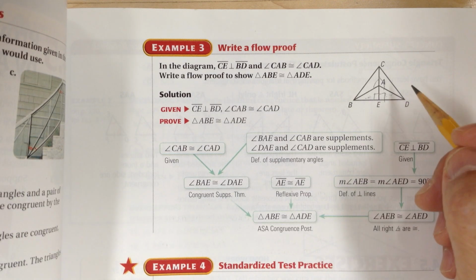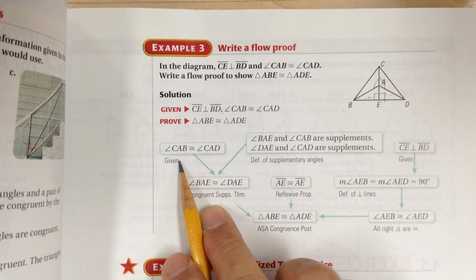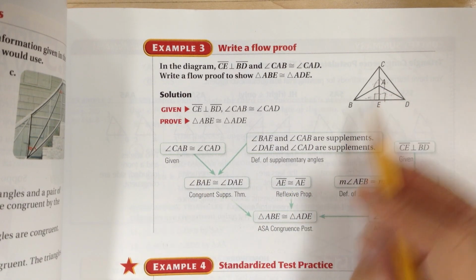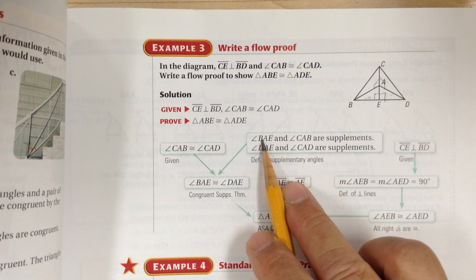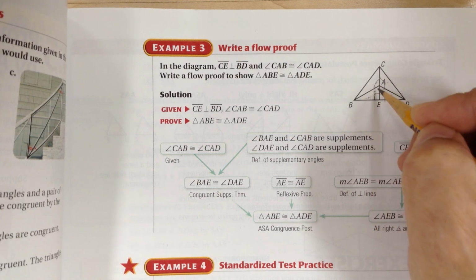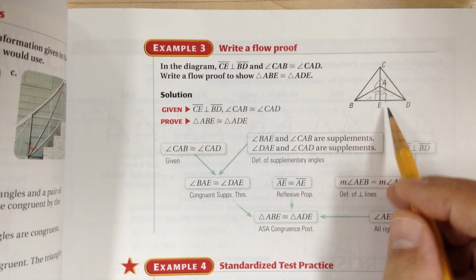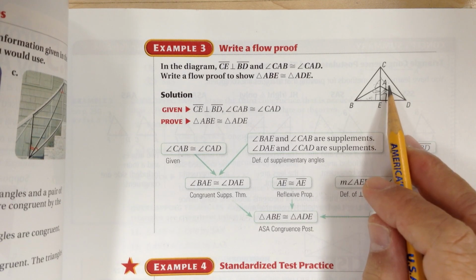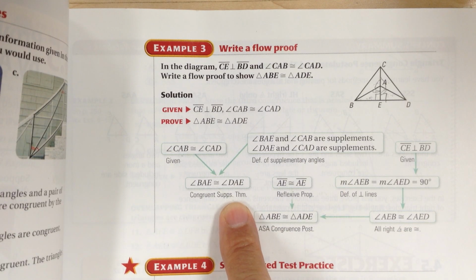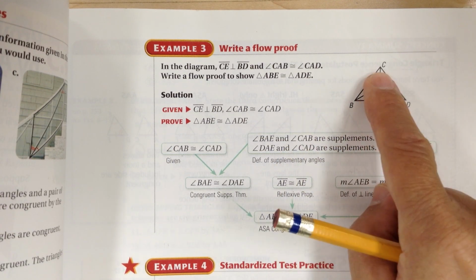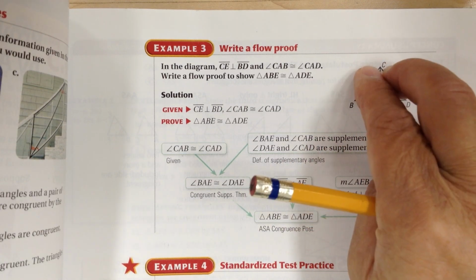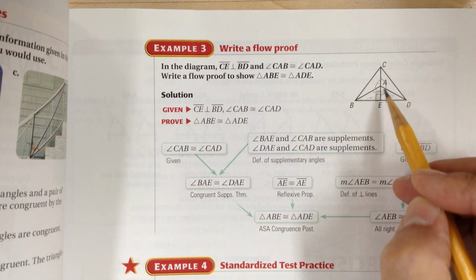From here, the flow chart is: first, given, angle CAB, so mark that. And over here, angle BAE, so these are supplementary. If they're supplementary to congruent angles, that means they will be congruent. So that's the congruent supplements theorem. Again, this is supplementary to that, and this is supplementary to that. This one says that if they are supplementary to the congruent angles or the same angle, then they are congruent.